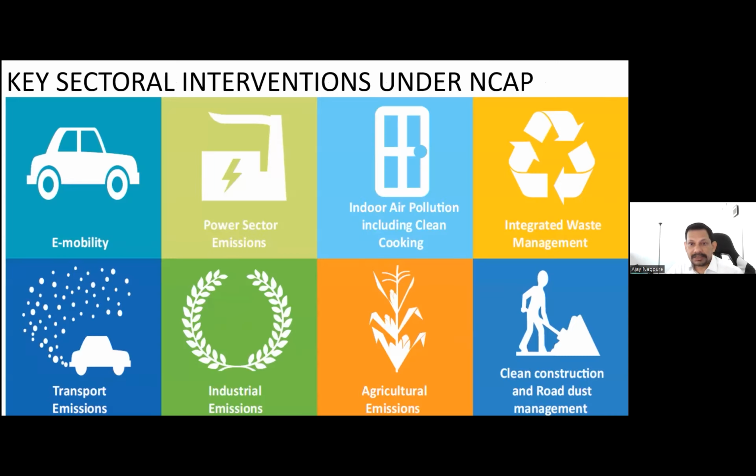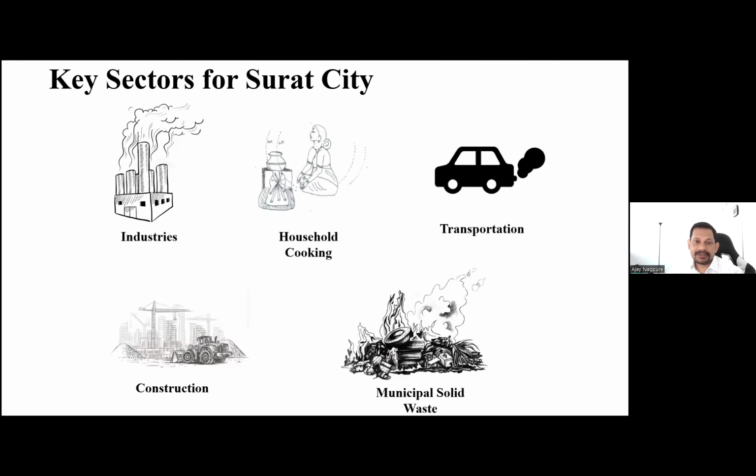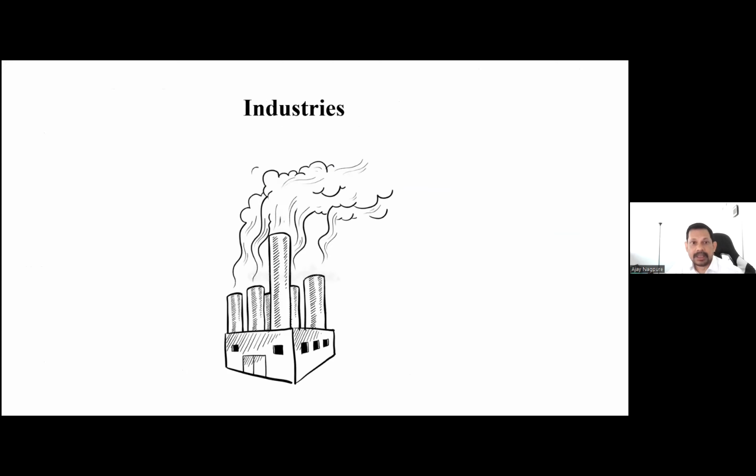So I'll just skip this. After identifying these sectors, these are the sectors we identified for Surat city, and even for Indore city. Then first we went for the industry. And I can tell you that industry is the most uncertain sector in any city of the world. Why? Because the majority of the time we do not have proper information about the industries.